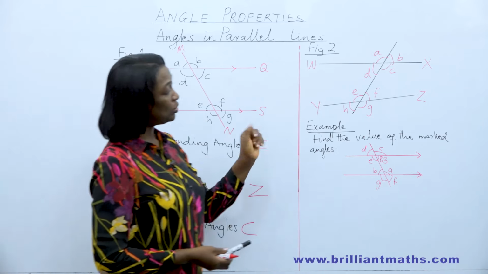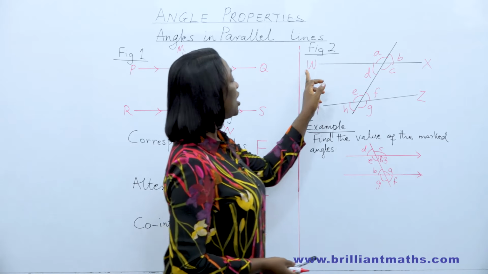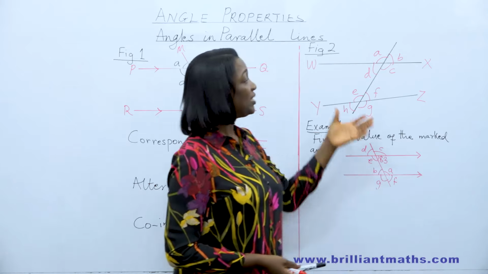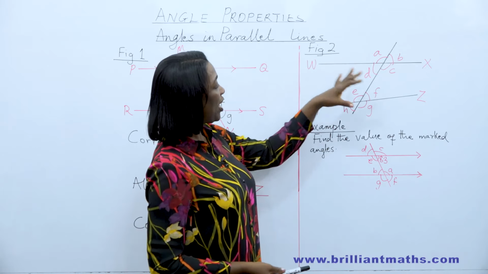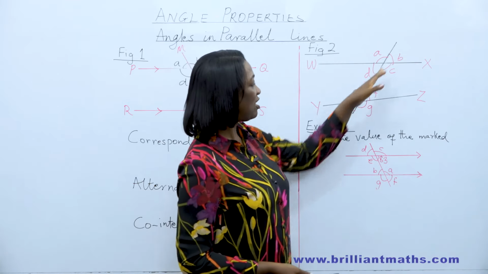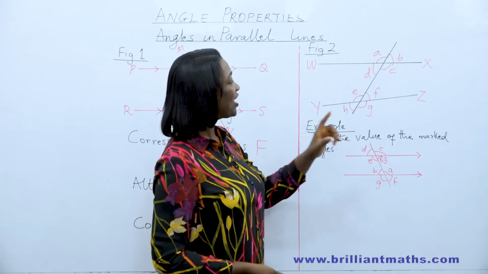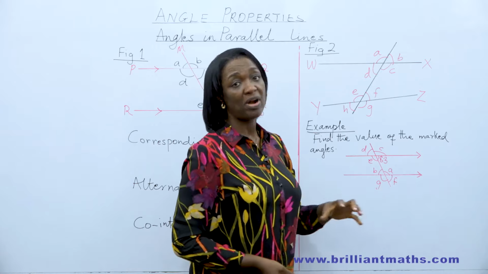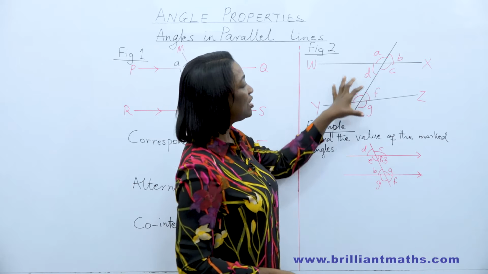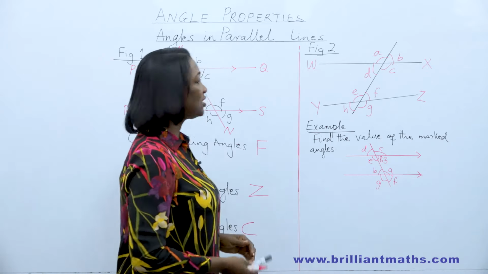In figure 2, we have line WX and YZ. But in this case, WX and YZ are not parallel. We also have a transversal. So the fact that WX and YZ are not parallel also has implications regarding the angles that are formed. So take note of that.